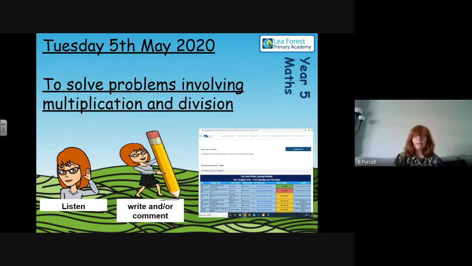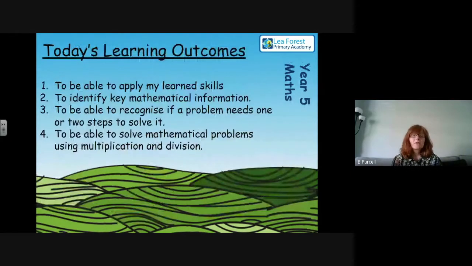Along the way, we'll be doing some listening and some active taking part. So let's have a look at our learning outcomes. Our learning outcomes for today are to be able to apply my learned skills. So what are those skills that I've learned? I've learned how to multiply, I've learned how to divide, and I've got to apply them into different contexts. And that's what we need to be able to do.